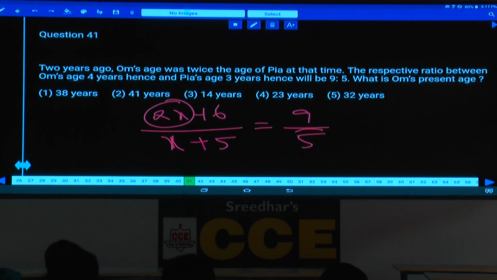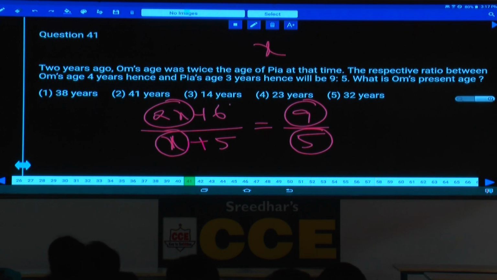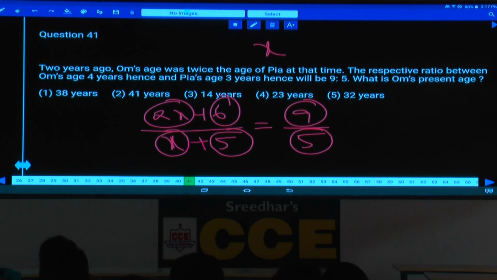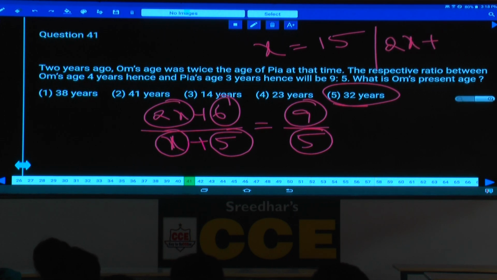2x into 5, 10x. 9 into x, 9x. Difference, x. 6 into 5, 30. 5 into 9, 45. Difference, 15. X is equal to 15? You asked about Ohm's present age. Ohm's age is 2x plus 2, in the sense 30 plus 2, 32. Ohm's age is 2x plus 2.